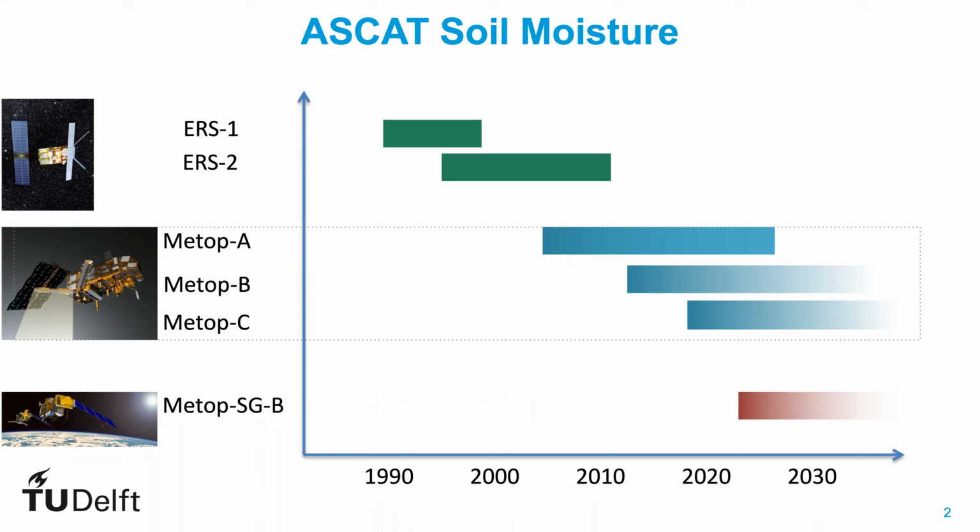The ASCAT instrument builds on the heritage of the scatterometer flown on ERS 1 and 2, and the future launch of METOP second generation ensures that there will be data from a C-band scatterometer until at least 2030. This is strong motivation to continue to develop and improve the soil moisture products based on ASCAT data.